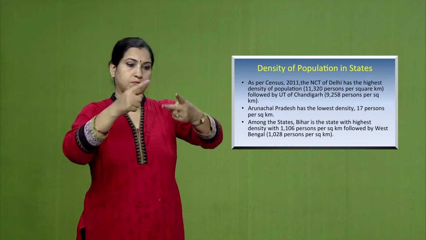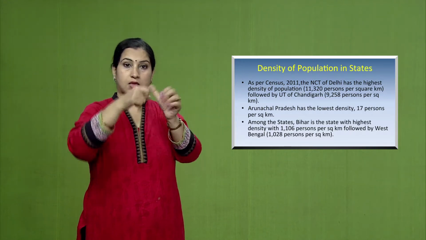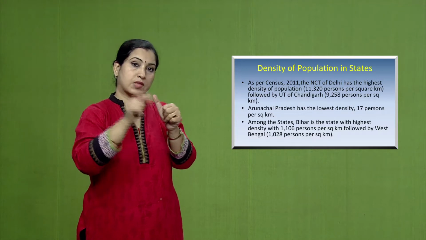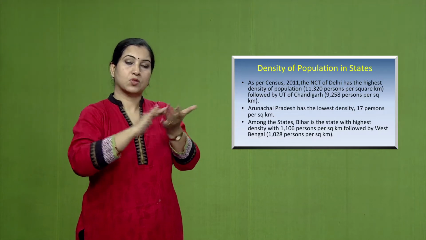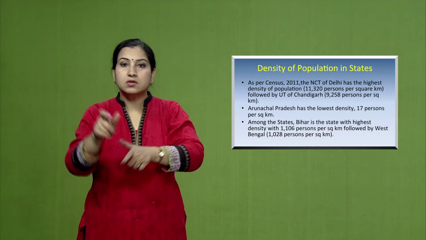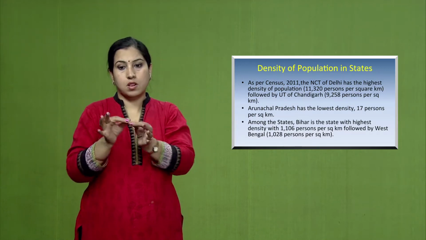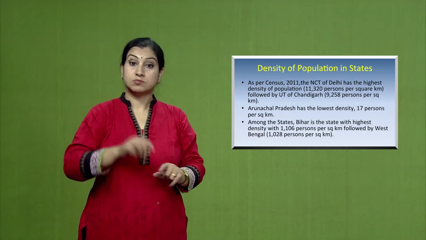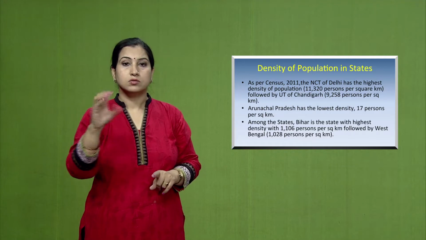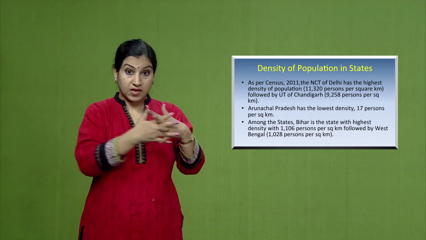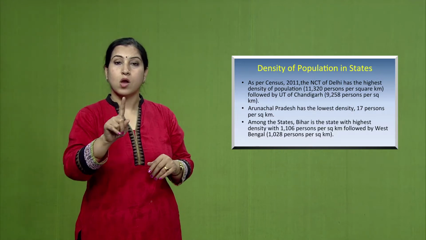Arunachal Pradesh has the lowest density, 17 persons per square kilometer. Among the states, Bihar is the state with highest density with 1,106 persons per square kilometer, followed by West Bengal. West Bengal has 1,028 persons per square kilometer.